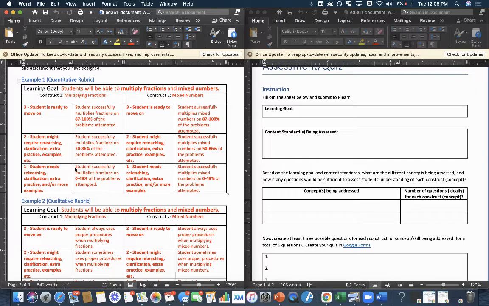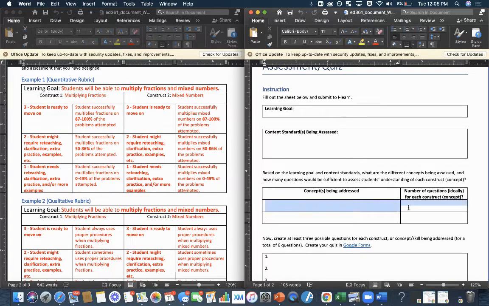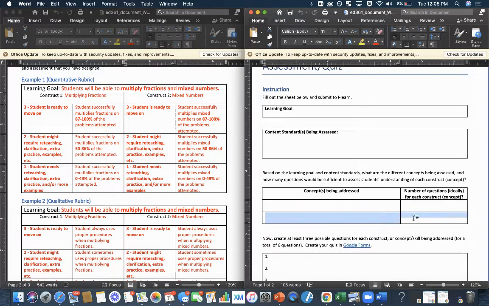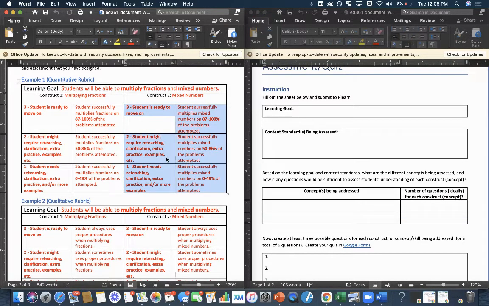And then if the student is really not being successful, they're at the lowest level. Let's say they don't get very many problems or any of them correct. What would you do at that point? So you're going to identify what are your different levels of performance and what would you do in each of those cases with the individual student. And you're going to do one for one part of your quiz that you designed, and then you're going to do another one for the other part of your quiz that you designed. Okay? So that's how that plays out.